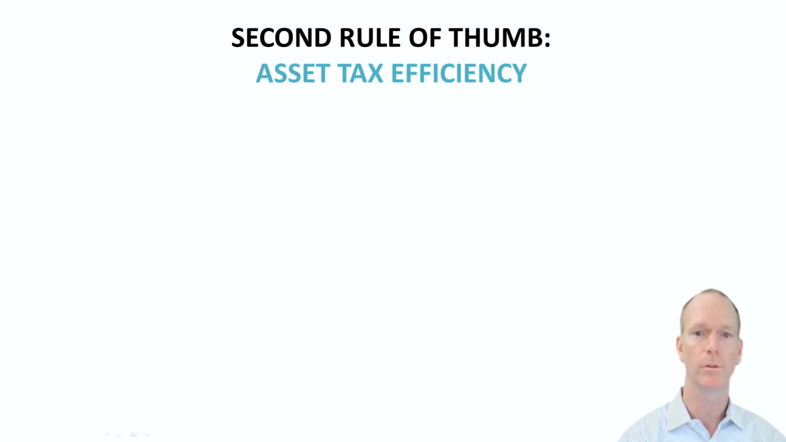The first example could be a stock like Berkshire Hathaway that doesn't pay any dividends. This is very tax efficient because there's no dividends to be taxed and there's no portfolio rebalancing that could trigger capital gains. Then we have exchange traded funds, or ETFs.